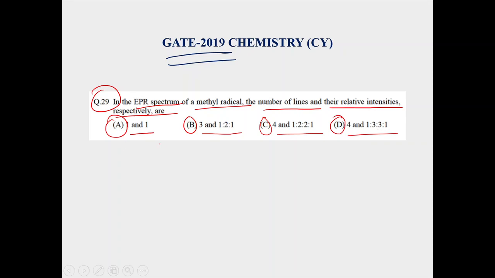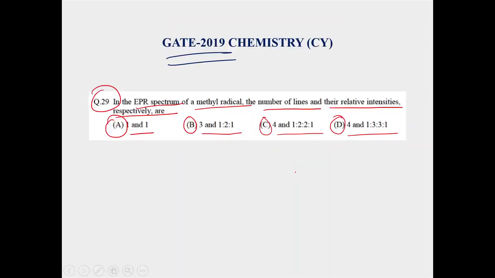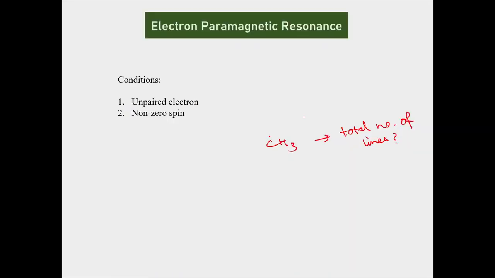Okay. So in this question they are asking, for the methyl radical, what is the total number of lines we are getting and the relative intensity of those lines. Okay. So for any molecule to be EPR active, first of all, what is EPR? EPR means electron paramagnetic resonance.